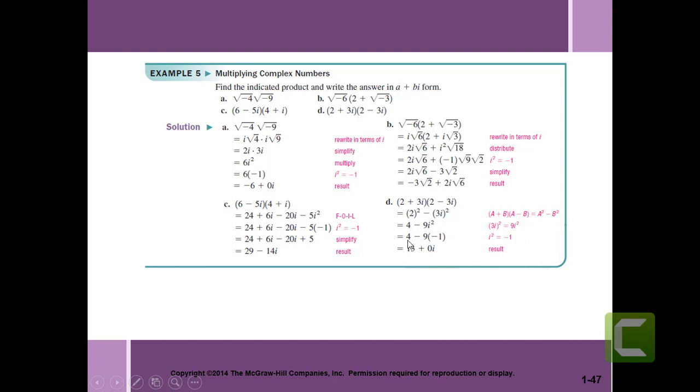And so what we're going to get is 4 minus this, which then gives us what? Plus 9. So 4 plus 9 is 13. So that's real. So then our imaginary part is going to be 0i. Okay?